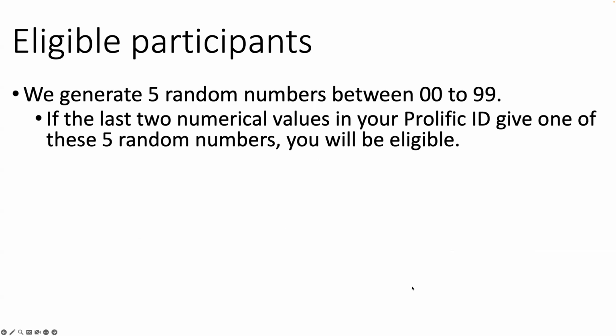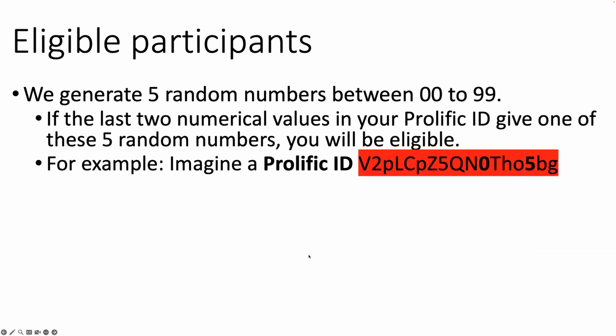In order to determine which participants are the eligible ones, we are going to generate randomly 5 numbers between 0 and 99. If the last 2 numerical values in your Prolific ID give one of these 5 random numbers, then you are eligible. Let us use an example to illustrate.